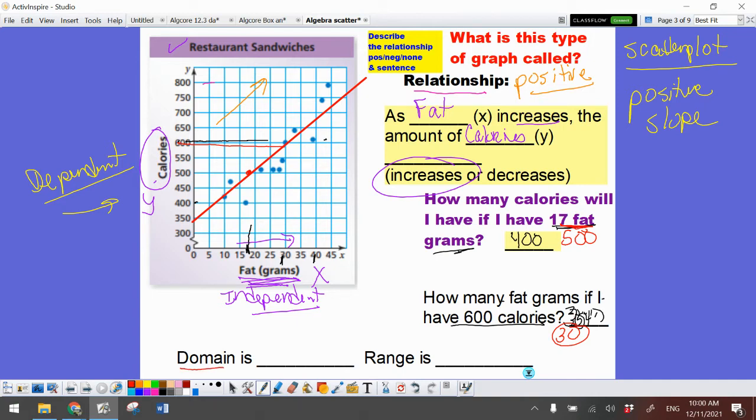The other thing we have to remember is domain and range. Domain is always our x's. So in this case, the domain is the fat, the fat grams. Range is going to be our y, which is our dependent variable, and that is going to be our calories. So we need both of those pieces as we move forward. So take a minute, make sure that you have your independent, dependent, domain, range. You know which one is which. You know how to tell positive, negative, and let's keep moving.